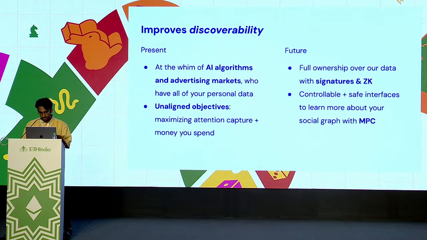And so the cryptographic part of this is that on one hand, we can actually have full ownership of our own data using tools like signatures and zero knowledge proofs. And as a result of this, instead of that just going to an algorithm or to these advertising markets, we can control how it's used and interfaced with using tools like MPC.